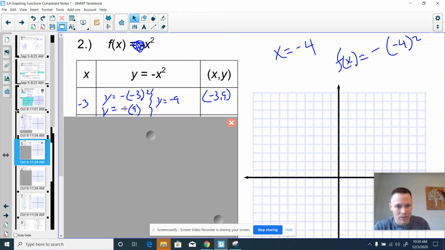And negative is still on the outside of parentheses, right? So it still gets applied. So I have 3, negative 9, which I will then graph. Negative 3, positive 9. 1, 2, 3, 1, 2, 3, 9 is way up here.